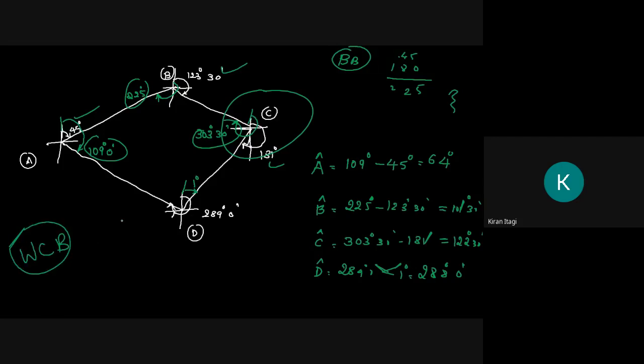In whole circle bearing, just be careful that it starts from the northern direction. This will be my north. It will start from the north direction. This is my station A, this is my B, and this is my D. So the forward bearing is from here to here, and the back bearing for this line is from here to here.